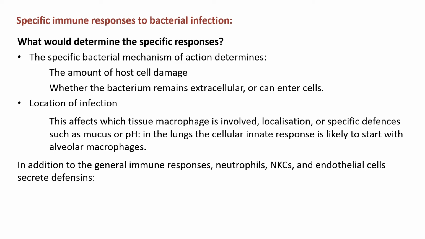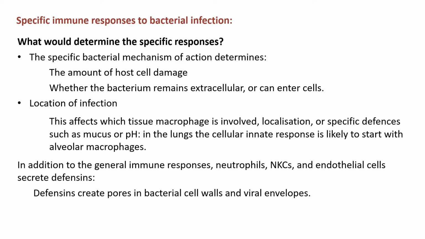So in addition to general immune responses, neutrophils, natural killer cells, and endothelial cells also secrete something called defensins. Defensins are a bit like membrane attack complex. Not the same structure and not part of complement, but they do create pores in targets. So defensins create pores in bacterial cell walls or in viral envelopes. And exactly the same thing will happen there. We'll end up with lysis.